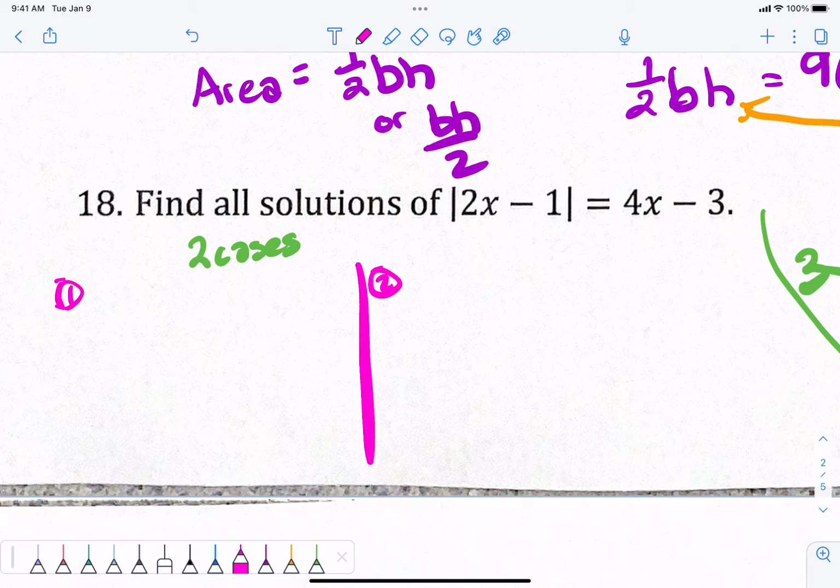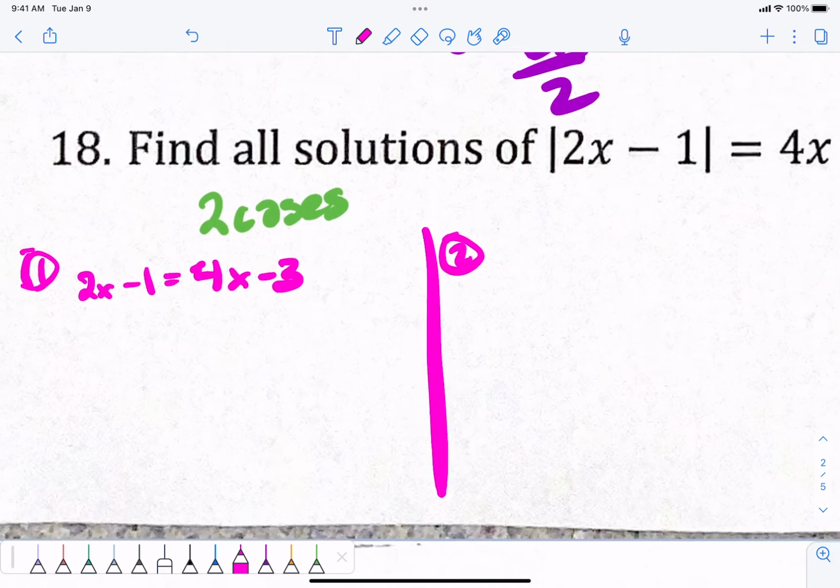Oh, shoot. Okay, anyway, two cases. All right, what's your first case look like? 2x minus 1 equals 4x minus 3. You just drop the absolute value. If it's an absolute value, bring it to the other side.